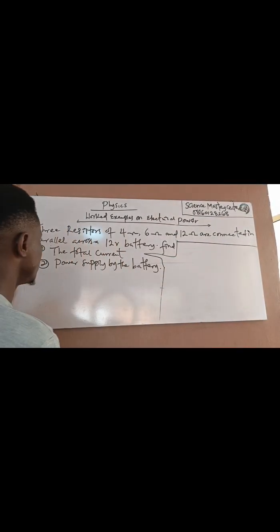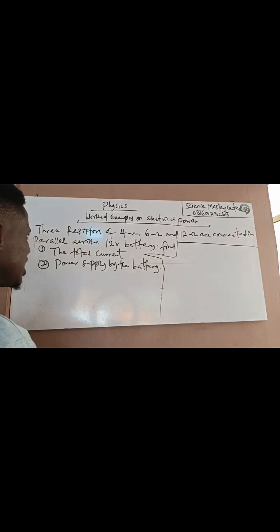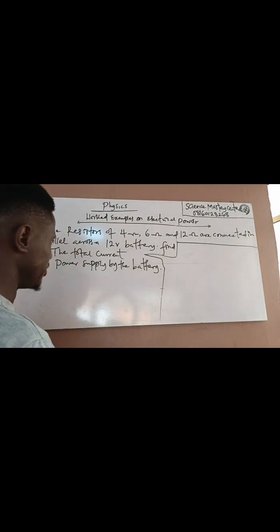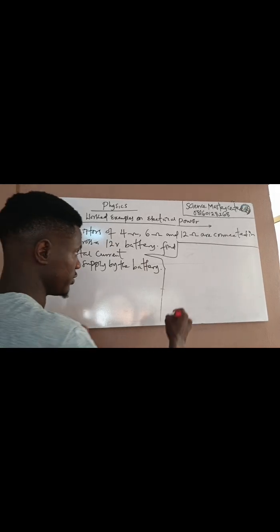So let's solve. They said three resistors of 4 ohm, 6 ohm, and 12 ohm are connected in parallel across a 12 volt battery. Find the total current and the power supplied by the battery. So let's solve. Solution.